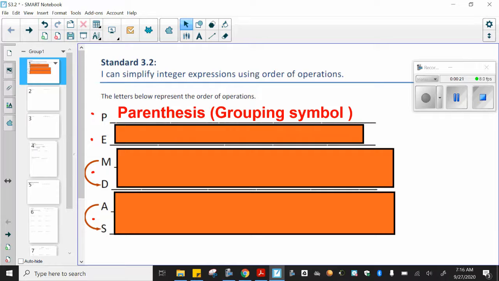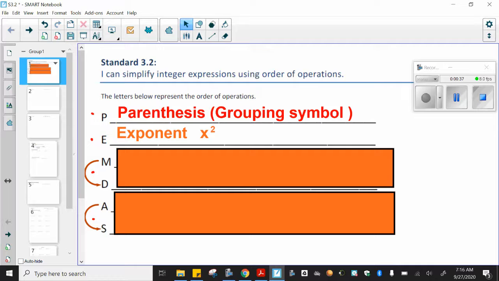First step is P for parenthesis or grouping symbols. Parentheses are actually around the words grouping symbols here, right? That's always the first thing we start with. Next is E for exponent, and there's an example of an exponent there.